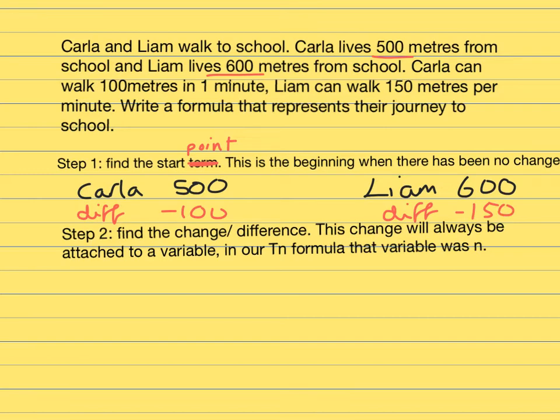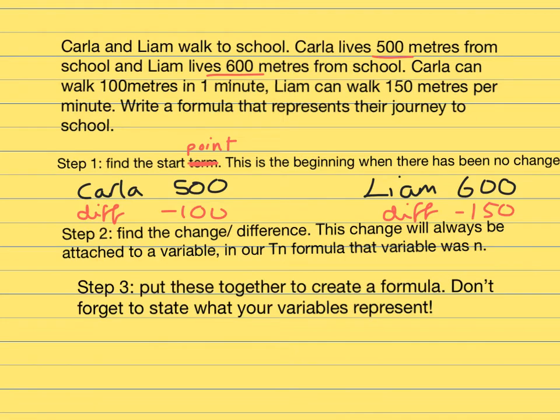And the other thing I say here is this change will always be attached to a variable. In our Tn formula, that variable was always n. So we would have had 2n, 3n, and so on. When we did it on the last slide, Carla was minus 100n. And the last step we have here is put these together to create a formula. Don't forget to state what your variables represent.